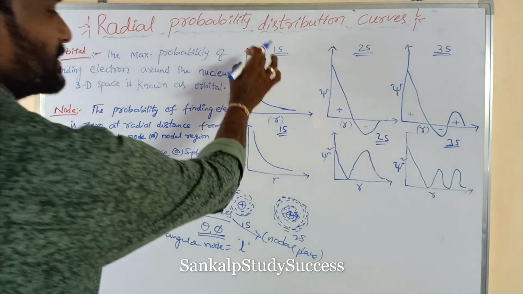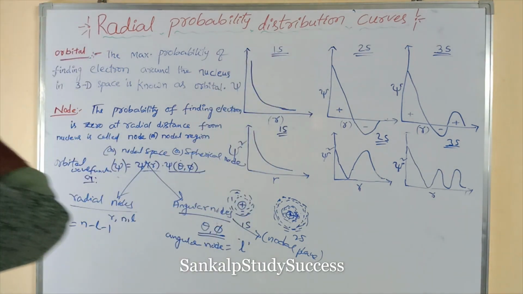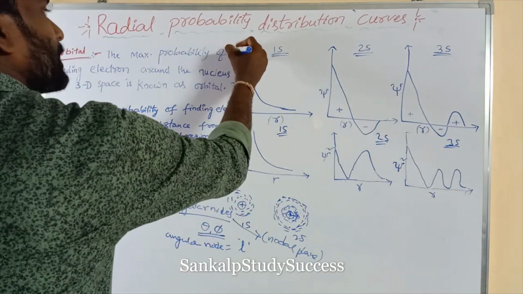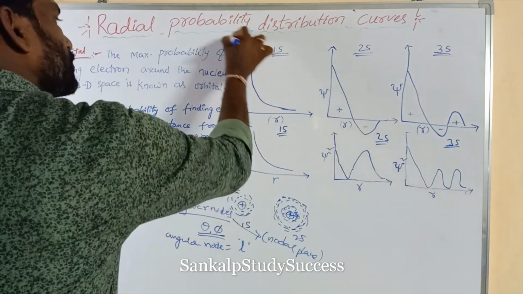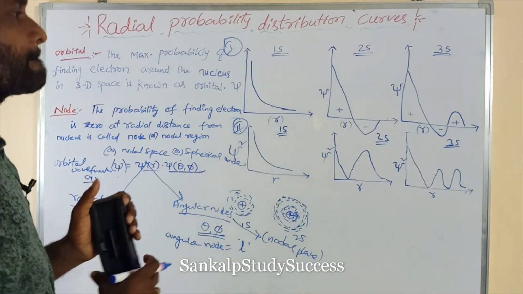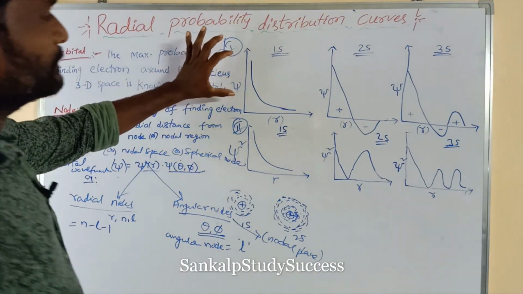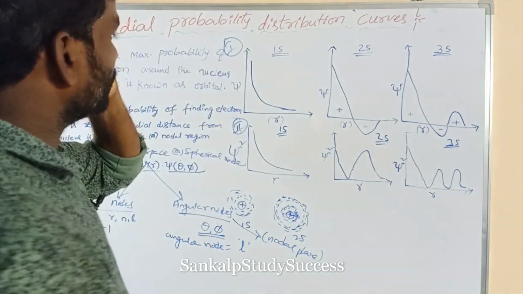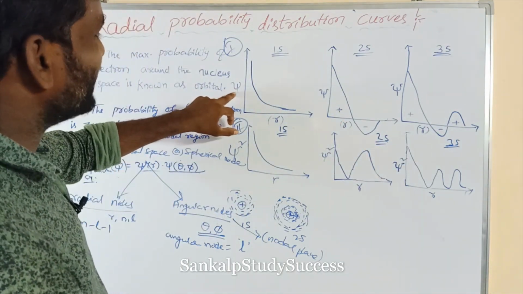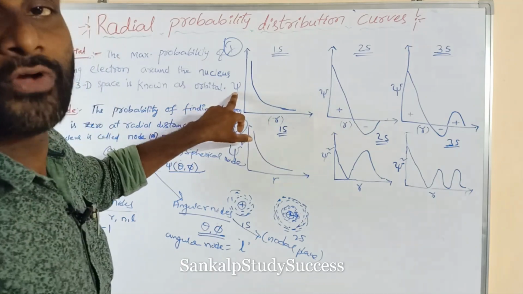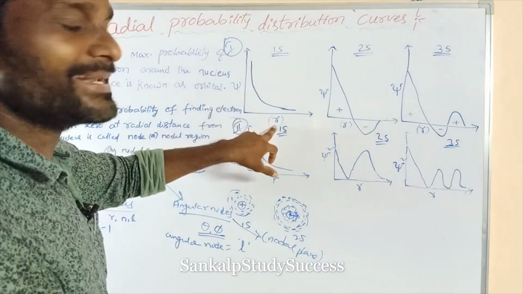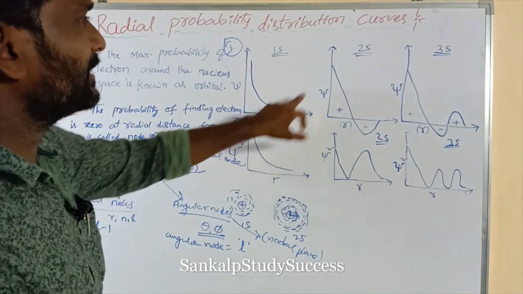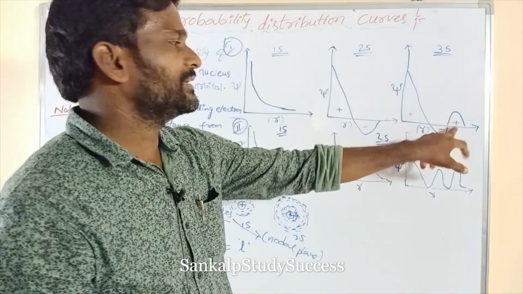So please observe these graphs. According to these graphs, this is the first one, this is the second one, right? In the first one, the plotting is between psi and r. Psi means wave function, r is the radial distance. This is for the 1s orbital, this is for the 2s orbital, this is for the 3s orbital.